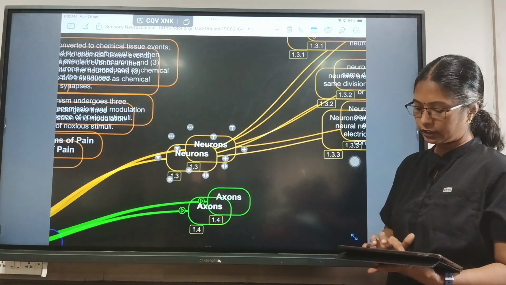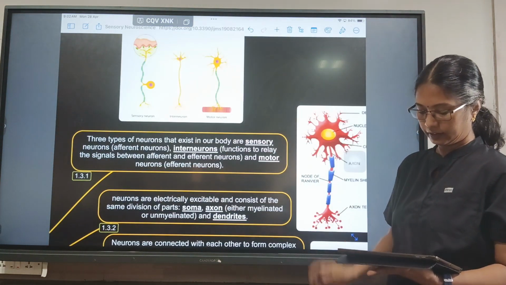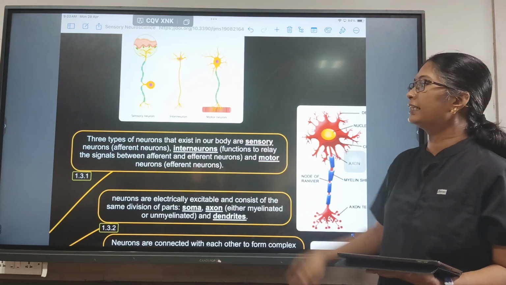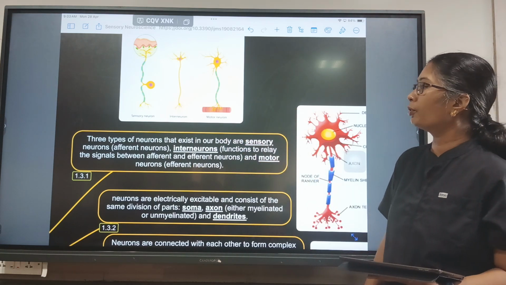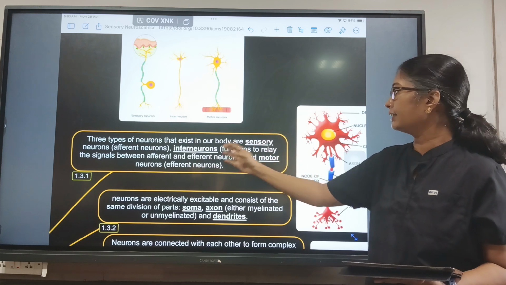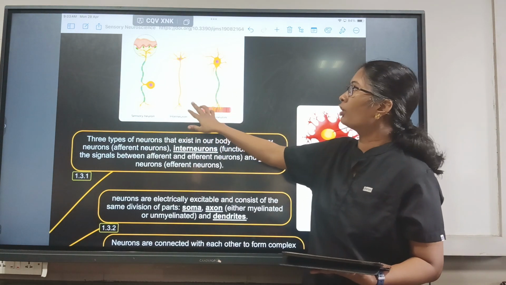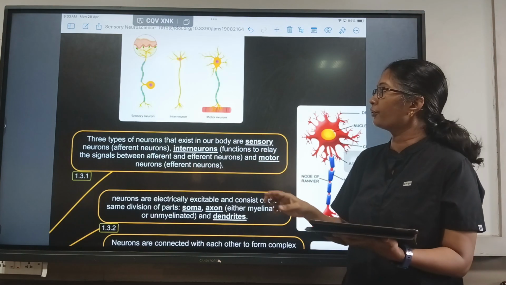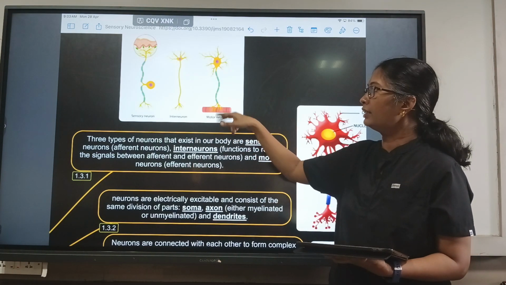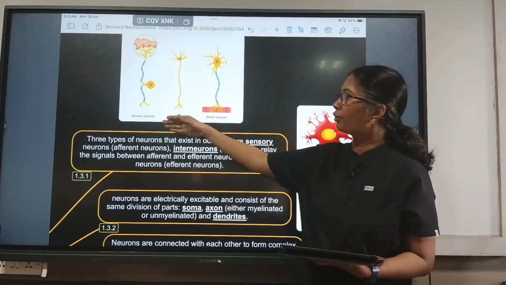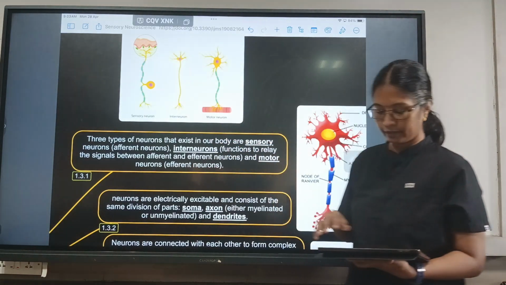So what are neurons? Neurons are the basic structure of the nervous system, and there are three types of neurons in our body: the sensory neurons, interneurons and the motor neurons. The sensory neurons will be like this. The interneuron connects between the neurons, and the motor neuron connects to the muscles. It supplies the information from the brain. Sensory neurons take information to the brain.